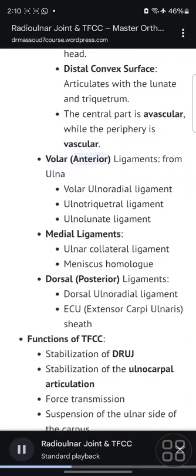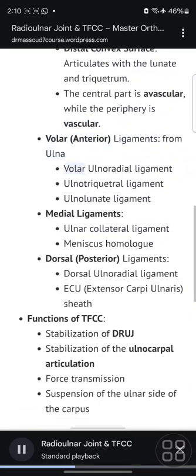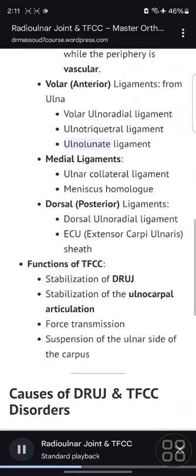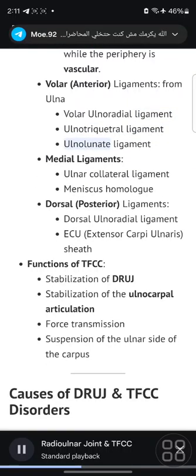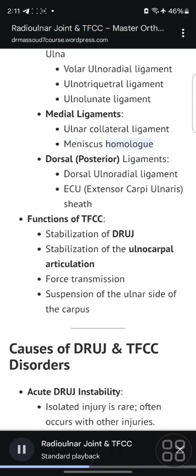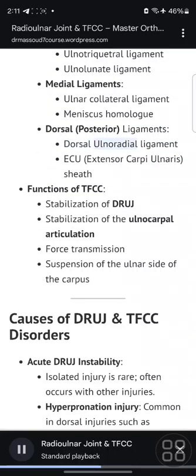Volar, anterior, ligaments from ulna. Volar ulnoradial ligament. Ulnotriquetral ligament. Ulnolunate ligament. Medial ligaments. Ulnar collateral ligament. Meniscus homologue. Dorsal, posterior, ligaments. Dorsal ulnoradial ligament. Extensor carpi ulnaris sheath.